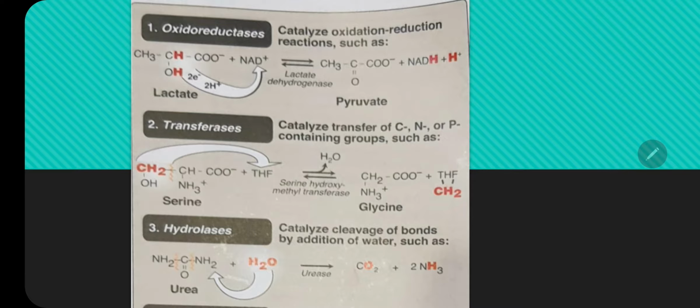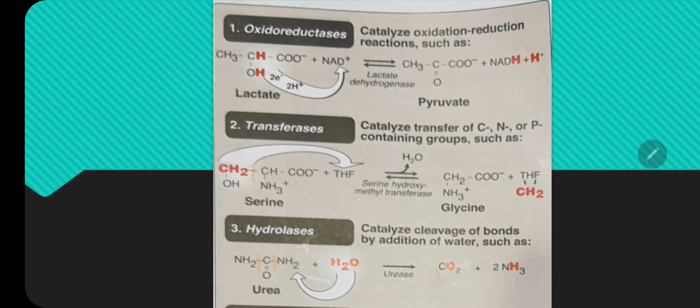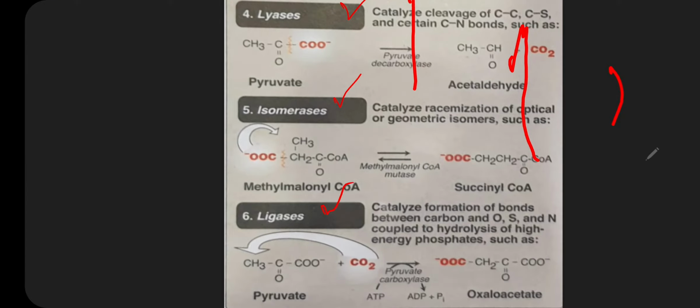And what are those 6 classes? One is the oxidoreductase. Second, transferase, with 'ase' at the end. Then the hydrolase, then the lyase, and isomerases. These are 5. And then the 6th one is the ligases. So it is ligase.